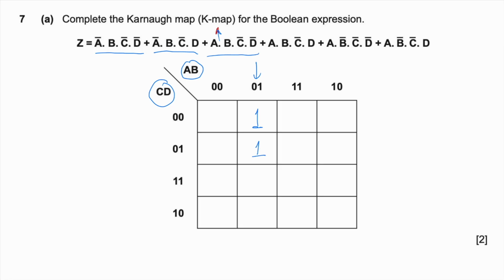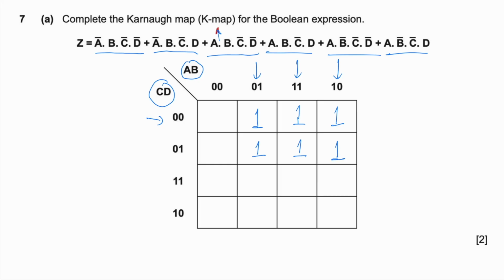Next, we're going to have 1, 1 and 0, 0. So 1, 1 for AB, and then 0, 0 for CD. So we're going to have a 1 right here. Next, we have 1, 1 for AB, and 0, 1 for CD. So we're going to have a 1 right here. Next, we've got a 1, 0, so it's going to be in this row, and then a 0, 0, so right here. And finally, we've got a 1, 0, and then a 0, 1. So that's going to go right here.